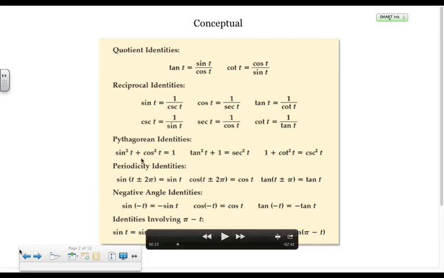Realize that what we're doing is we're saying we can replace. So if we have sine squared t plus cosine squared t, we can always replace that with a 1. If we have a 1, we can replace it with sine squared t plus cosine squared t. So as we go through the examples today, I'm going to be doing a lot of replacing.